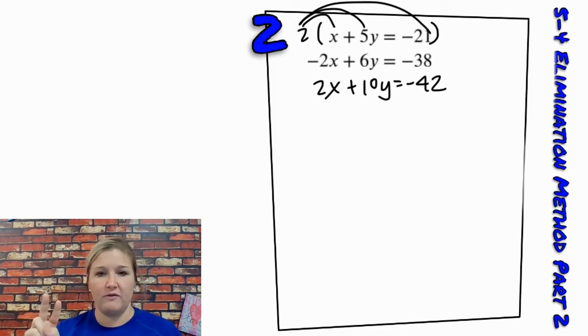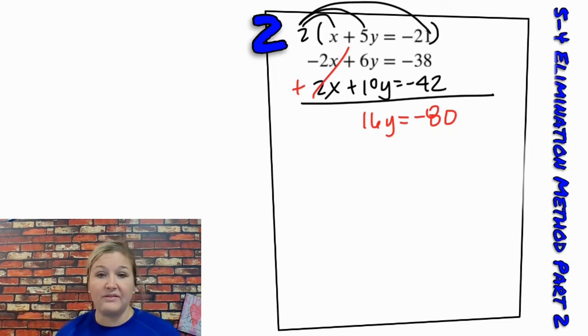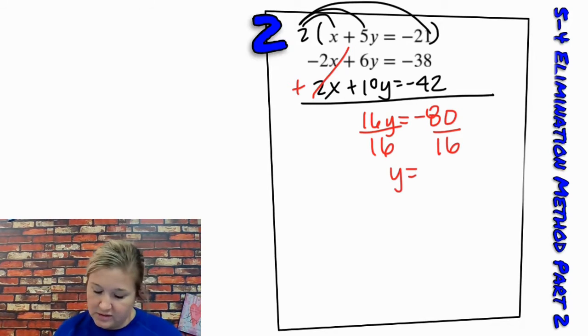Now, same coefficient, opposite signs. I can add these two equations together. So that eliminates my x, and I'm left with 16y is equal to negative 80. And then lastly, I'll divide by 16, and so y is going to be equal to negative 5.